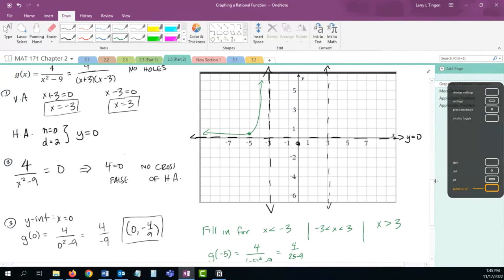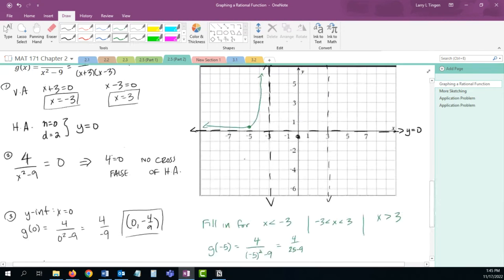What about down here in between? Somebody tell me what you think this is going to do. When x is 0, I'm at -4/9, so what's going to happen? Well, I can't cross the vertical asymptotes. I never cross the horizontal asymptotes. So if I'm going to just hug asymptotes, then this is going to hug and come down. This is going to hug and come down. So there's that sketch. I've got both of those regions covered.